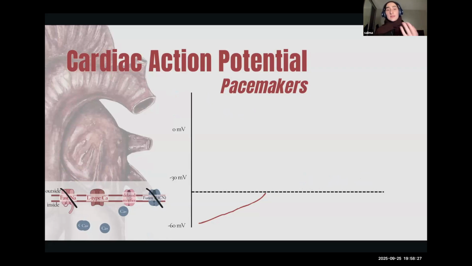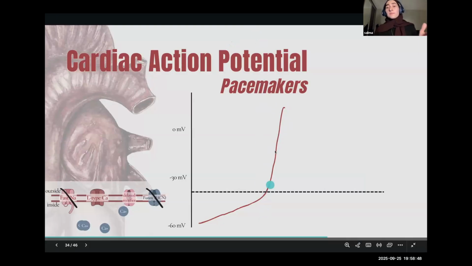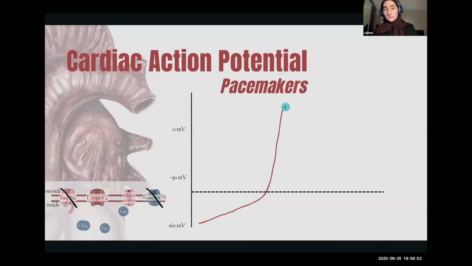More positive? Yeah, it's going to cause a more positive membrane potential, or in other words, depolarization. Now, in this case, and I said this before, you're not going to go as high up as you did in the myocyte because this is calcium, not sodium. Sodium would cause it to go much faster and much higher. Calcium is going to be a bit slower and a bit lower. Does that make sense?